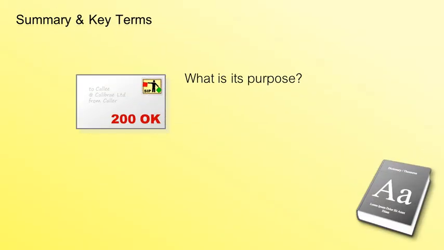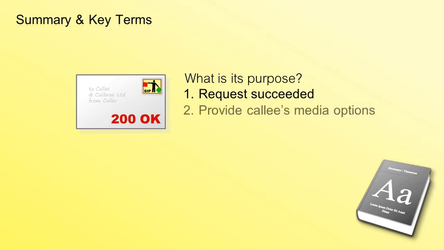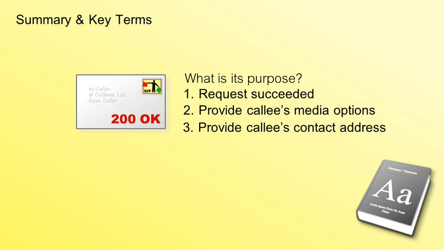So, the purpose of the 200 OK. There's three things. One, to report that the request is concluded and that it has been successful. The callee has accepted the caller's invitation. Two, to provide the callee's media options back to the caller. And three, to provide the callee's contact address back to the caller so the caller knows where to route subsequent requests.